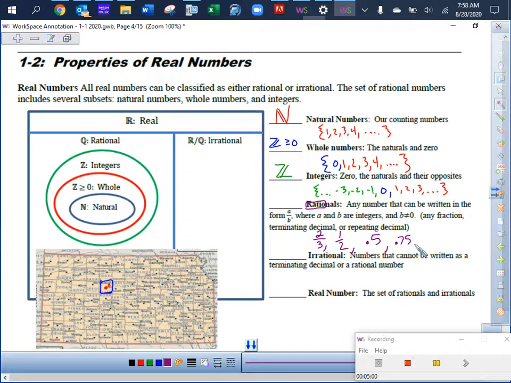Another thing that a rational number could be is a repeating decimal, like 0.3 repeating, because I think we all know that that's 1/3, right? So that can be a fraction. Or any kind of repeating pattern, like 0.1212121212. Any kind of repeating decimal is still a rational number.